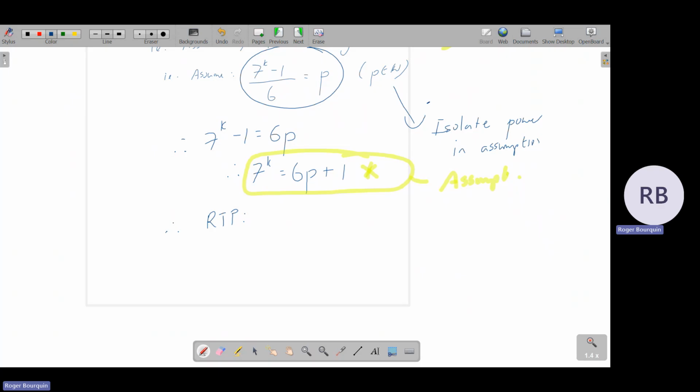What we're going to prove. It's true for n is equal to K plus 1. So we're trying to prove 7 to the K plus 1 minus 1 is divisible by 6.